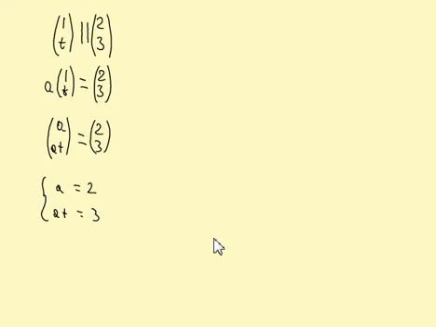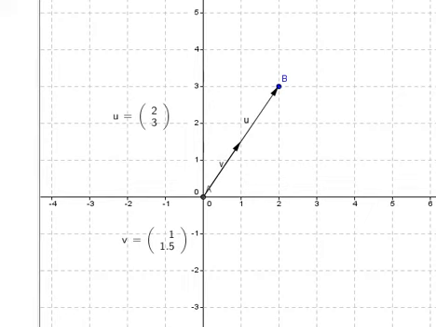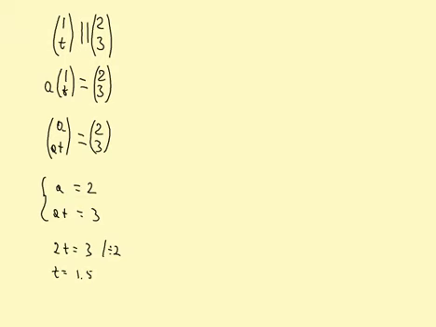So here we get that 2 times t equals 3, and by dividing both sides by 2 we get the value of t equals 1.5. That's what we got empirically here, 1.5.